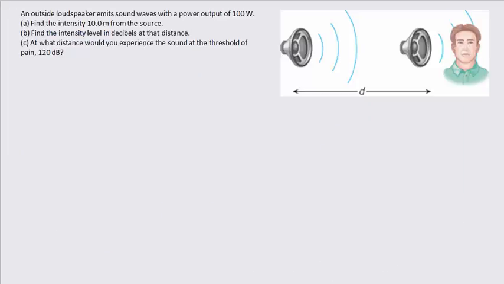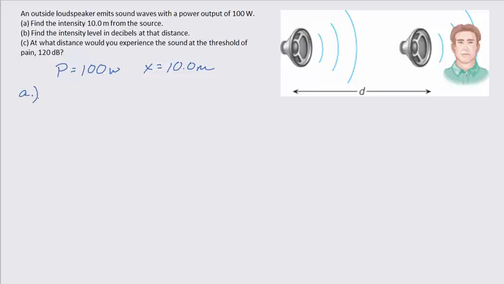Looking at our example given, it states that an outside loudspeaker emits sound waves with a power output of 100 watts. In part A, we're asked to find the intensity of the sound if it is measured from the source at a distance of 10 meters. So we start by summarizing the information we're given. We're given that the power output of the speaker is 100 watts, and we're asked to find the sound intensity at a distance of 10 meters.